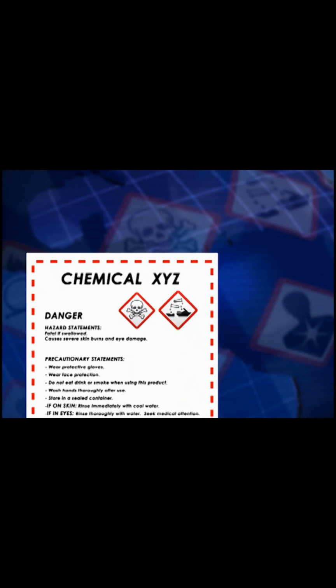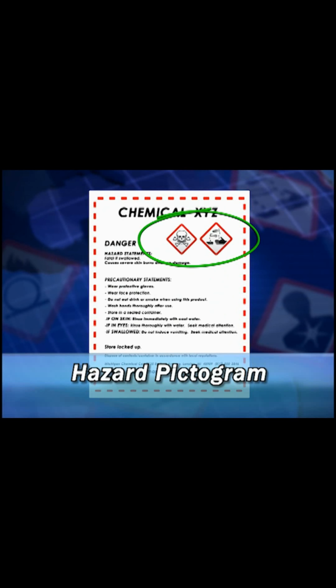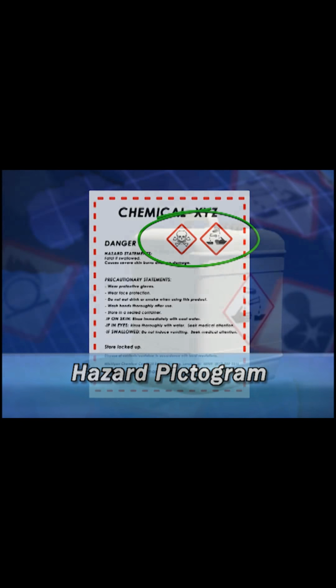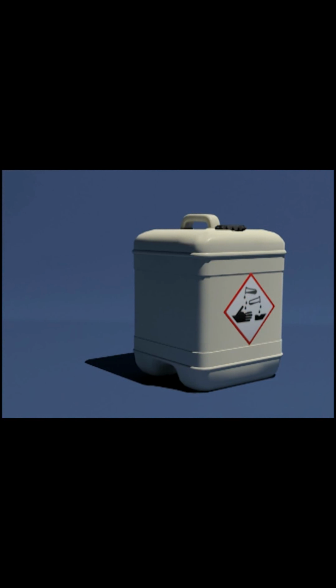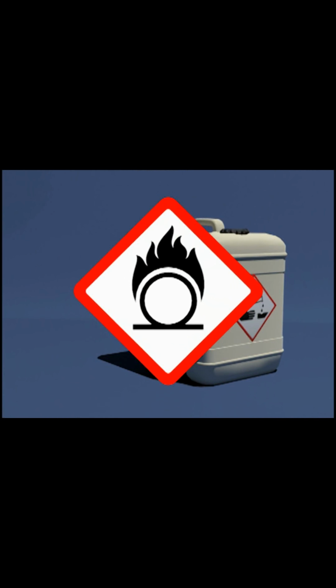When looking at a GHS label, the first thing you're likely to notice is the symbol, which is also called a hazard pictogram. This is a graphic representation of the type of hazard present. On container labels in the workplace, pictograms are in the shape of a white diamond and have a red border. Depending on the hazard, one of 9 possible black symbols appears in the center.